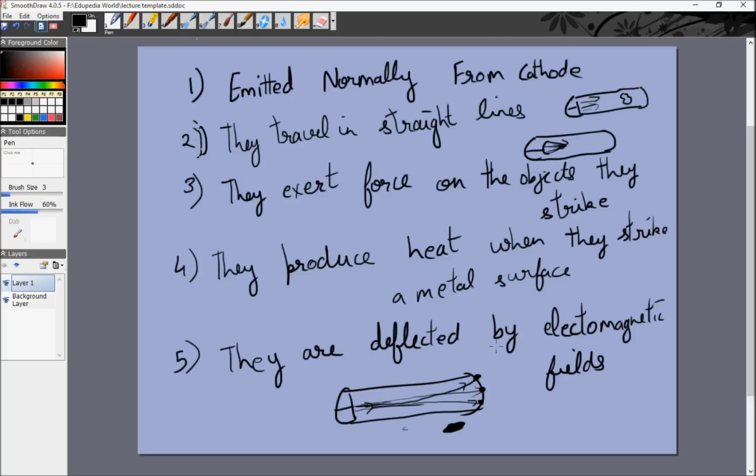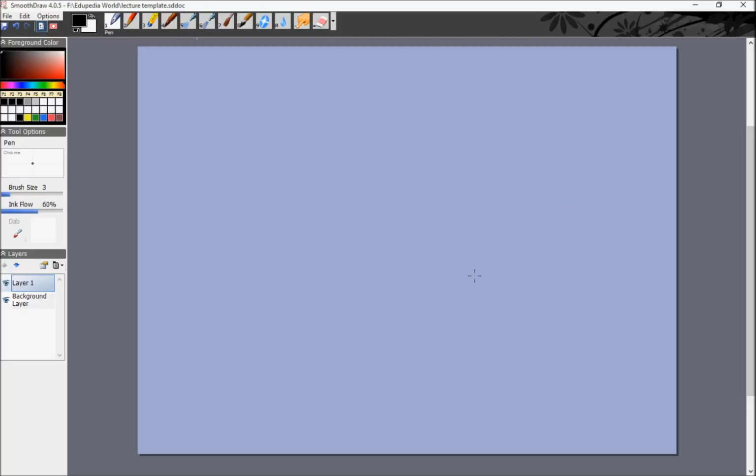So not only are they deflected by electric and magnetic fields, they are deflected in the same direction that a stream of negatively charged particles would be deflected. So this tells us that these particles which constitute cathode rays are negatively charged. Now all of this can easily be explained by assuming that there are small, negatively charged particles called electrons, and cathode rays are basically a stream of fast moving electrons.